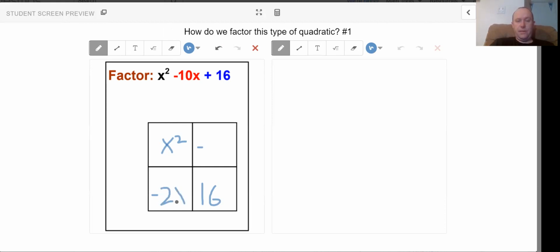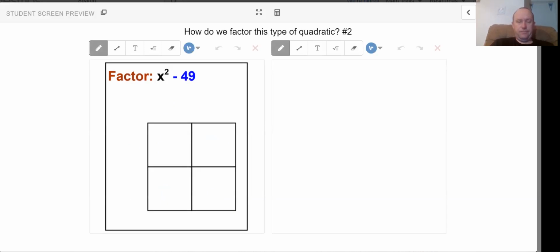What you should find is that it's 2 and 8. So 2 times 8 is 16. And more importantly for this one, -2 add -8 gives me -10. And then as I'm looking at this one, I know x squared is x times x. X times -8 is -8x, and x times -2 gives me -2x. So there's the first one.